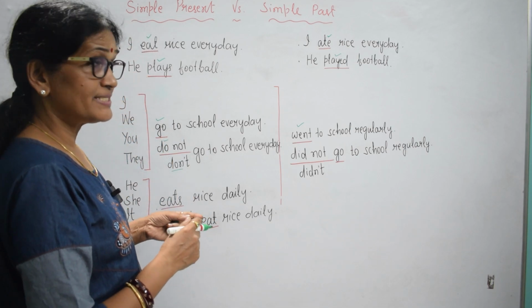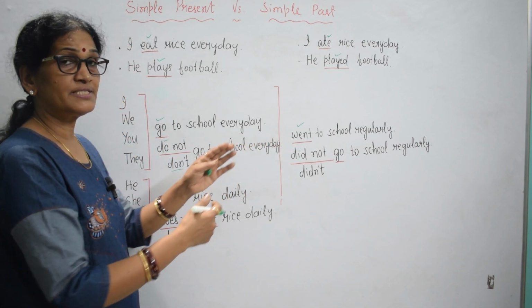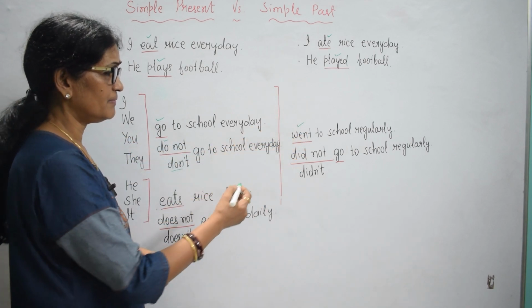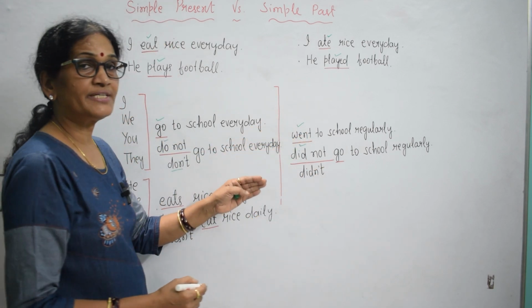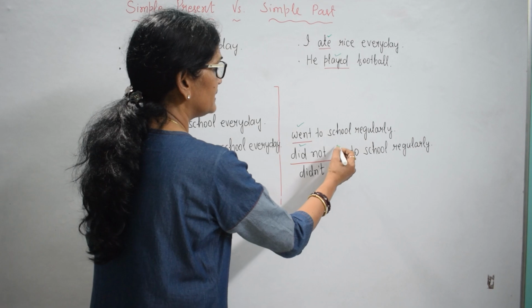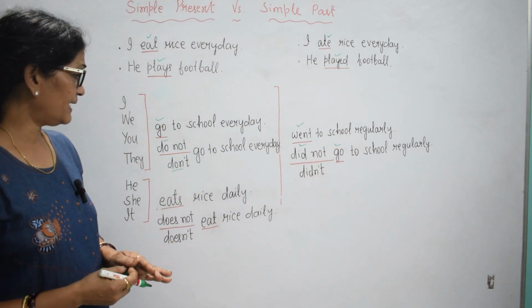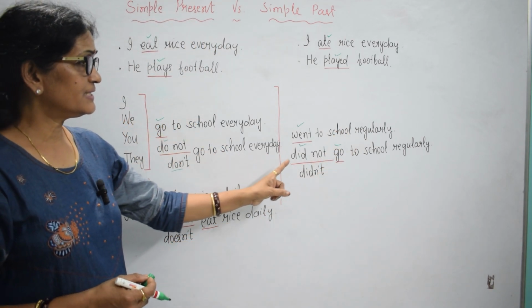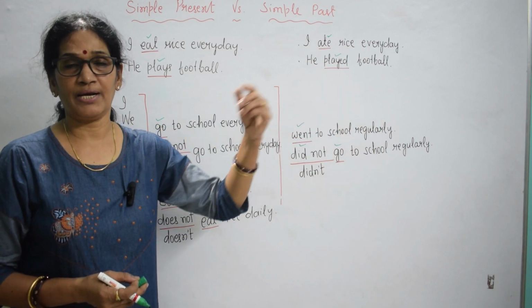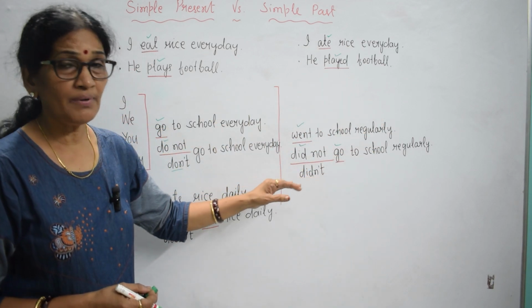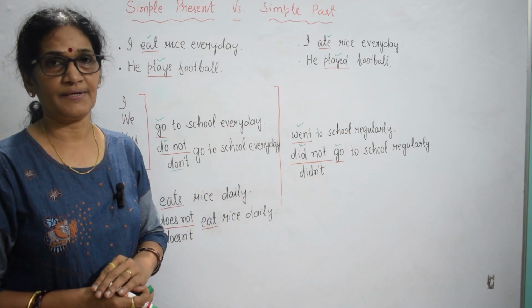So, its negative form is did not. The simple past auxiliary verb is did. So, did not, and when the verb comes, that is the base form of the verb. So, I did not go to school regularly. Or the contracted form, I didn't go to school regularly.